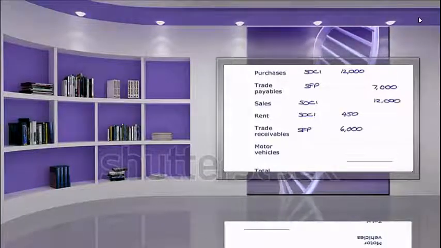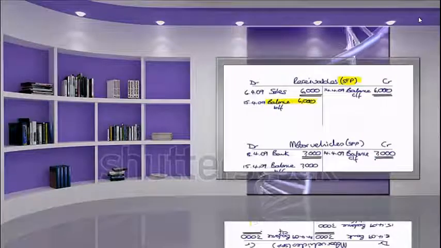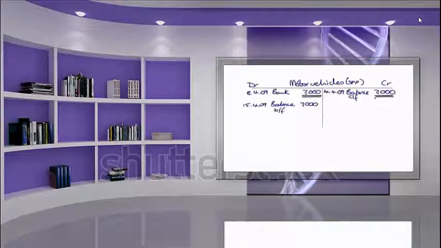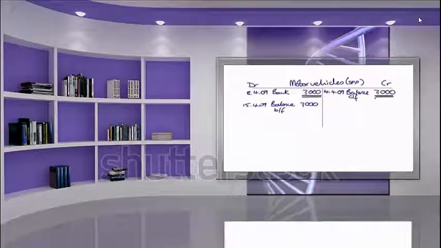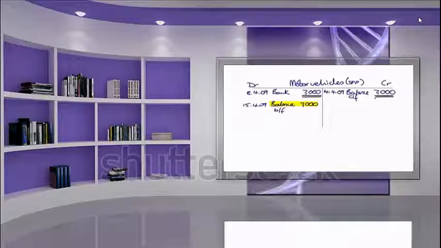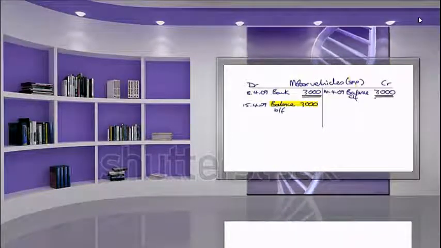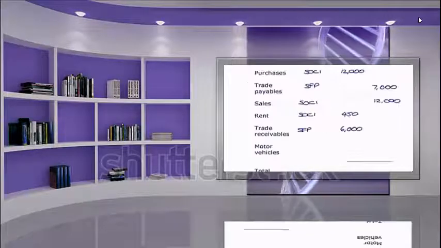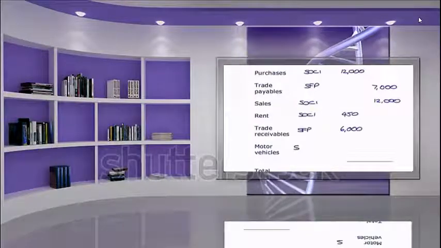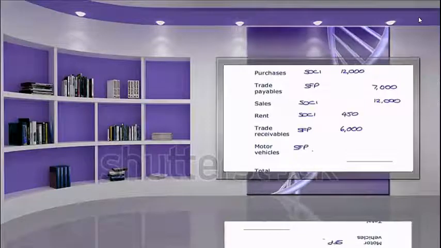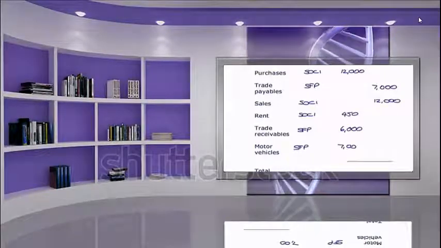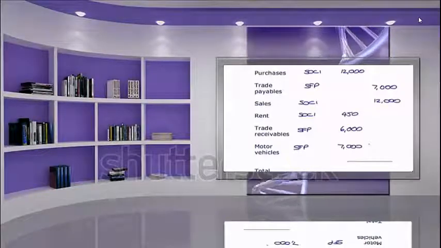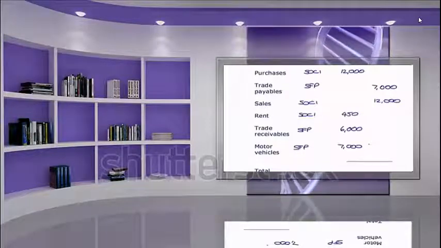Finally then, we have motor vehicles, going to our main ledger. Motor vehicles, $7,000 debit, and again, that's an SFP item. Posting that to our trial balance, financial statement SFP, $7,000 debit. And there you have it.